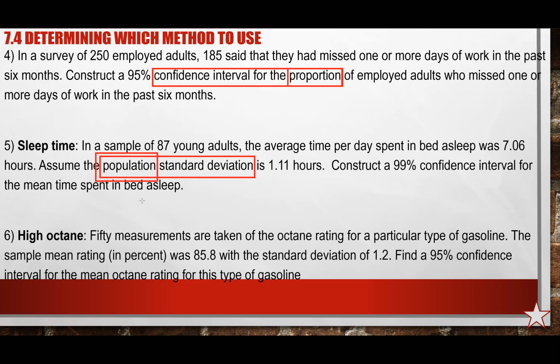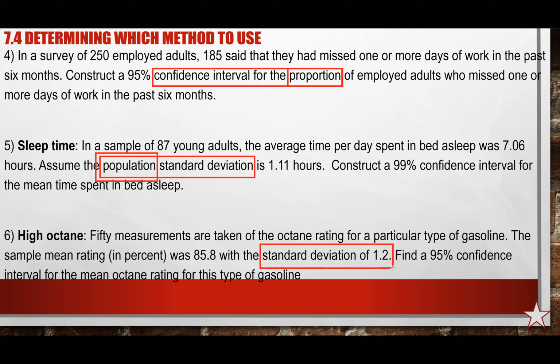If you look at number 6, they say 50 measurements are taken of the octane rate for a particular type of gasoline. The sample mean rate in percent was 85.8% with the standard deviation of this. So you say, wait a minute, Mr. Tran, how do we know if this is a sample standard deviation?